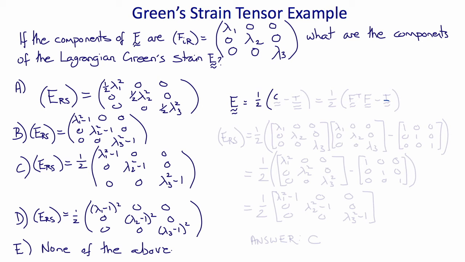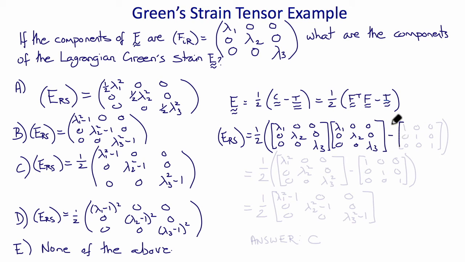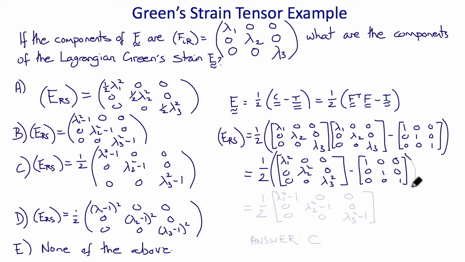E is 1/2 of C minus I, which is 1/2 of F transpose F minus I. So doing the matrix operations, we get that the components of the Green strain are 1/2 times F transpose, which is the same as F up here because F is diagonal, times F, minus the identity tensor. So this is a simple matrix multiplication. We get 1/2 of lambda 1 squared, 0, 0, 0, lambda 2 squared, 0, 0, 0, lambda 3 squared, minus I, which reduces to 1/2 of lambda 1 squared minus 1, 0, 0, 0, lambda 2 squared minus 1, 0, 0, 0, lambda 3 squared minus 1, which was choice C.